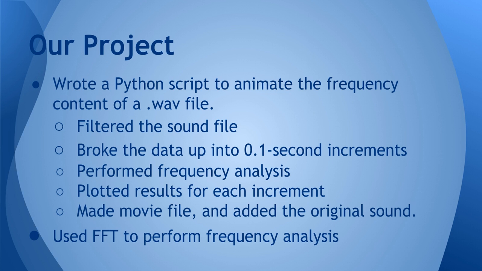So for our project, we wrote a Python script to animate the frequency content of a WAV file. We first took the sound file and extracted its data, filtered it, and broke the data up into 0.1 second increments. On each of these 0.1 second increments, we performed frequency analysis and plotted the results of that frequency analysis into an image file. We made a movie file out of all of these images and then added the original sound to that movie file so that you could visualize how the frequency content of that sound changed over time.